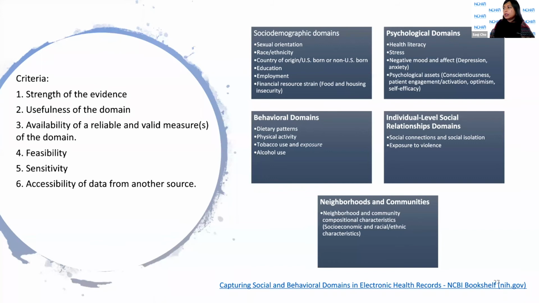So the neighborhood and community compositional characteristics, which include socioeconomic and racial and ethnic characteristics, as well as some of those other items that Abdeen mentioned about Dr. Williams' studies, such as racial segregation.